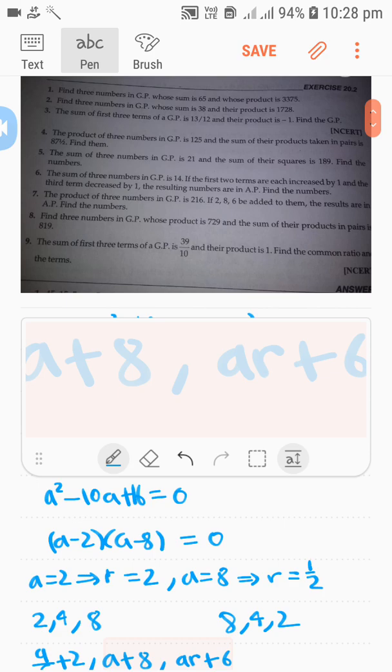This is another one. Find 3 numbers in GP whose product is 729. 729 is 9 cubed, so the middle term is going to be 9, and the sum of the products in pairs is 819.